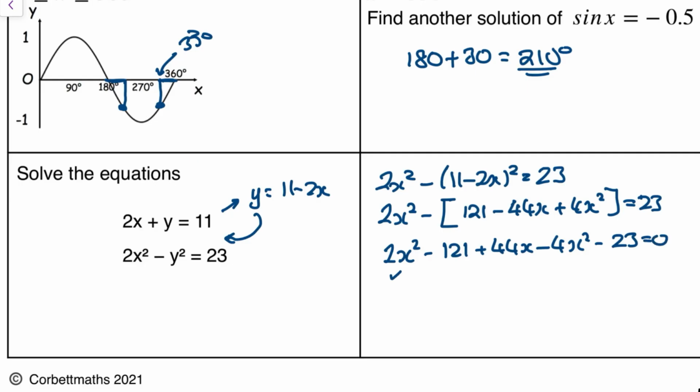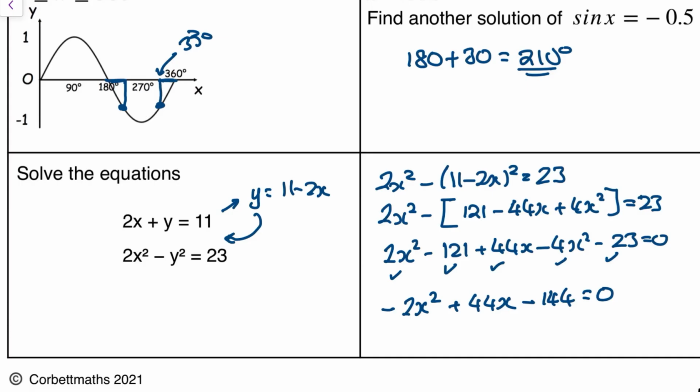And then I'm going to collect. So I've got 2x squared minus 4x squared. Now I'm going to draw a big minus, and you'll see why in a second, which is going to be minus 2x squared. Then I've got plus 44x. And then I've got 121 minus 23, which is minus 144. Now, that's equal to 0. Now, what I'm going to do is multiply everything by minus 1. So I didn't want to do this in one go, but I would normally do it in one go.